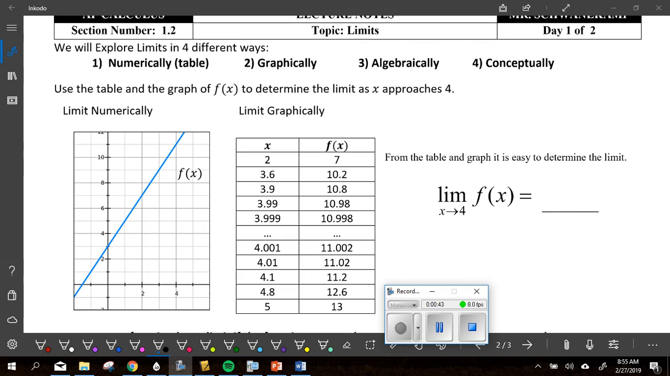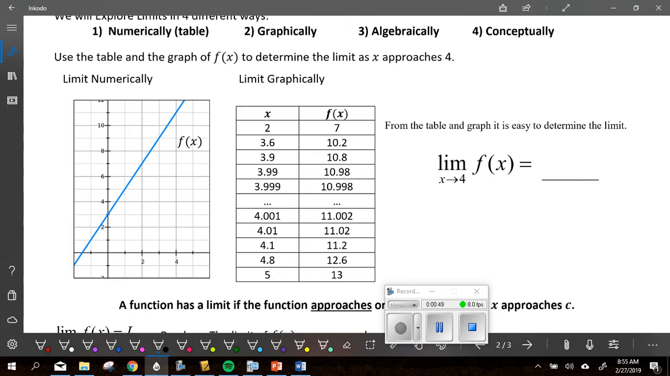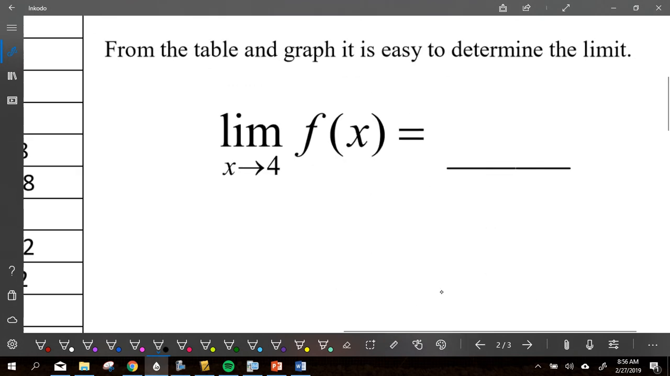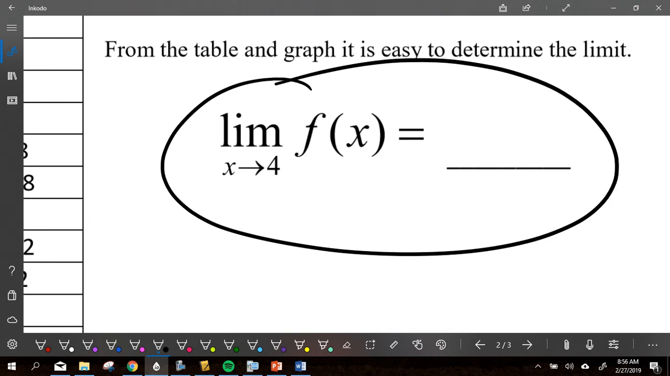And so by the end of this, you'll have a really deep understanding of all these things because we're going to be able to see it in all these different ways. So our first example here is the easiest one. Use the table and the graph of f of x to determine the limit as x approaches 4. All right, so this is the problem we are doing right here. We are trying to find this. Find the limit as x approaches 4 for this function.